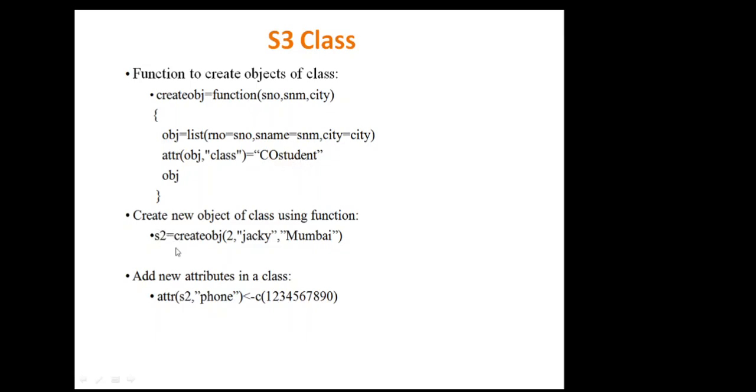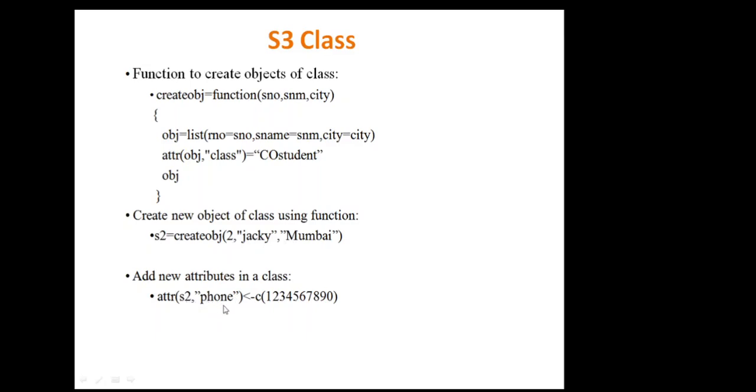Now we'll see how to add a new attribute in an S3 class. As I told you, S3 class has no formal definition, and different objects of an S3 class can have different numbers of attributes. So we can add an attribute to any object of an S3 class by using the attr function. When we write attr, the first parameter is the name of the object, that is S2, and the second parameter is the name of the attribute that we want to add. Currently my S2 object has three attributes, roll number, name and CT, and now I want to add a fourth attribute to that S2 object.